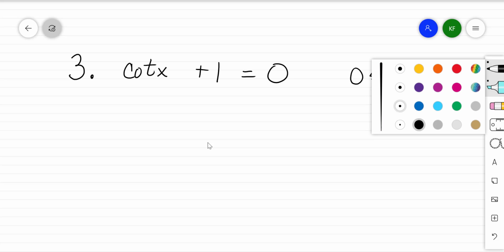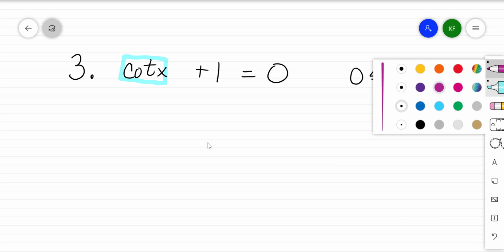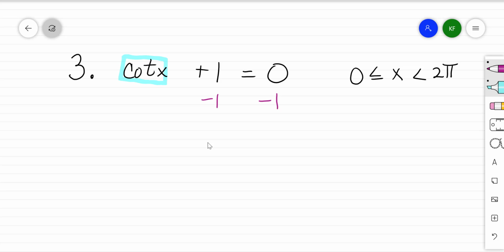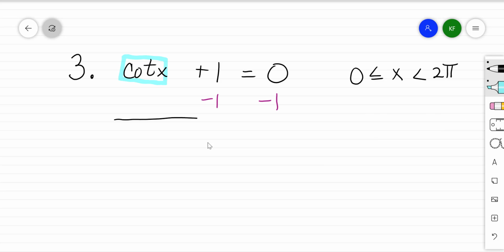So I'm going to always, at the beginning of the problem, tell you what you need to get by itself first. So cotangent x is what you want to get by itself. So you will just subtract 1. So it's a combination of normal equation solving with the last steps being dealing with the trigonometry. So we've got cotangent of x is equal to negative 1.